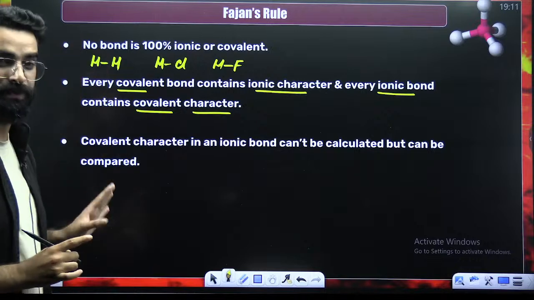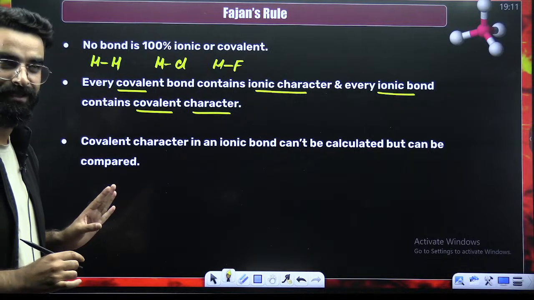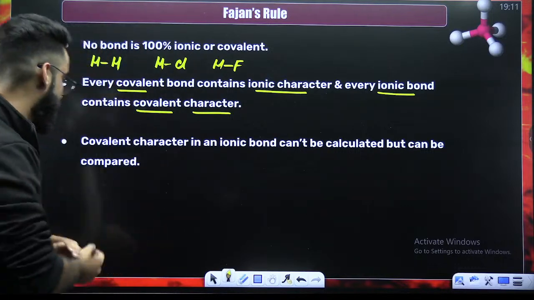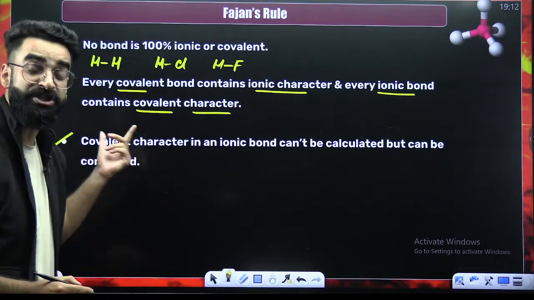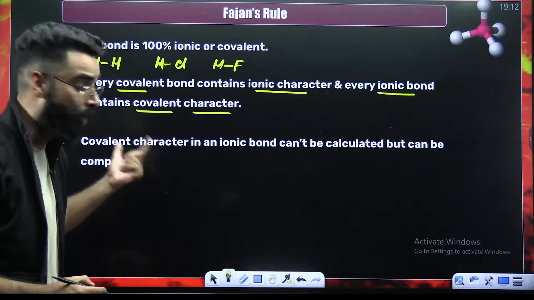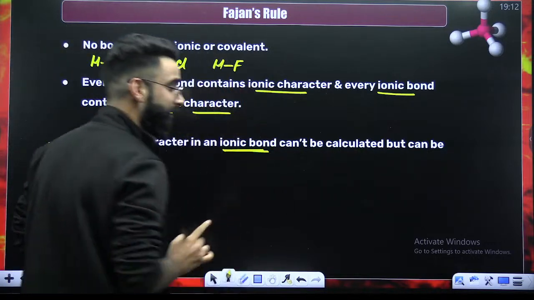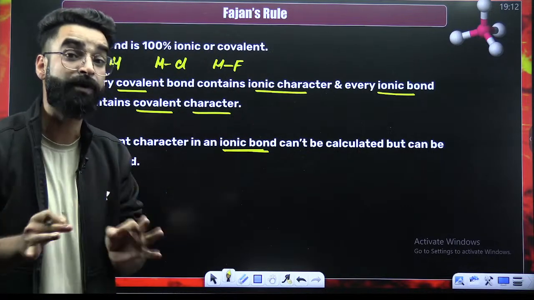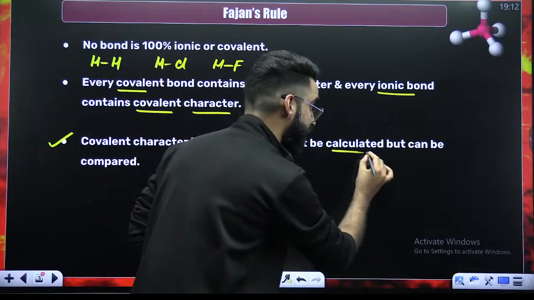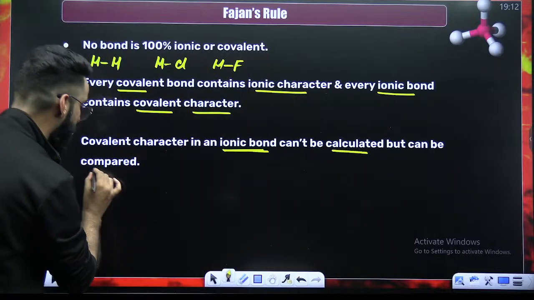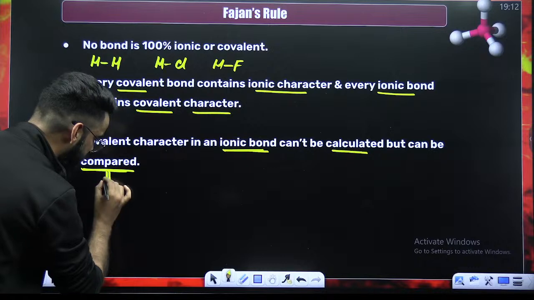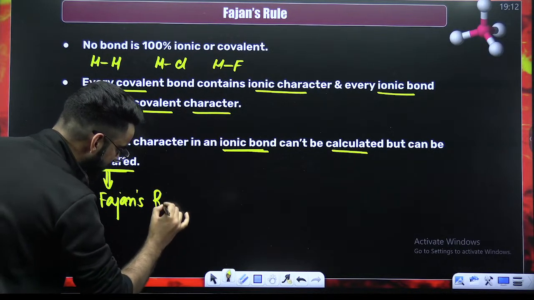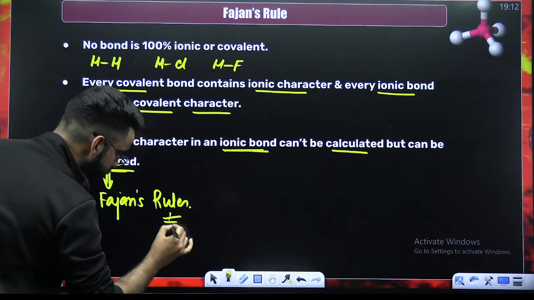And for what purpose are we going to study these Fajan's rules? Have a look at this particular point. My dear students, covalent character in an ionic bond cannot be calculated, but it can be compared. And for that purpose, we use Fajan's rules.